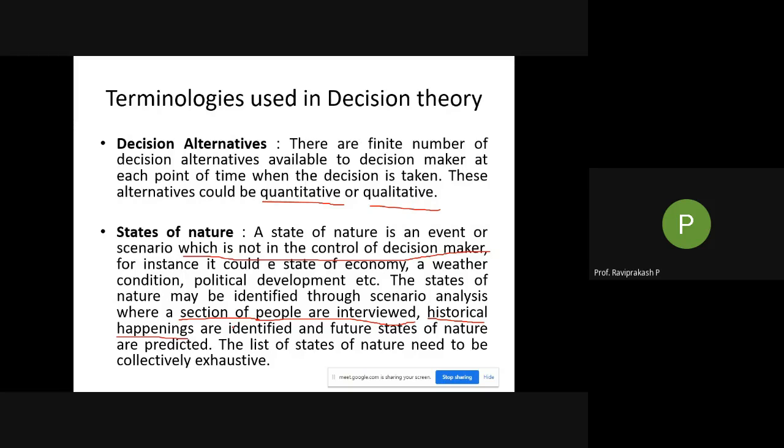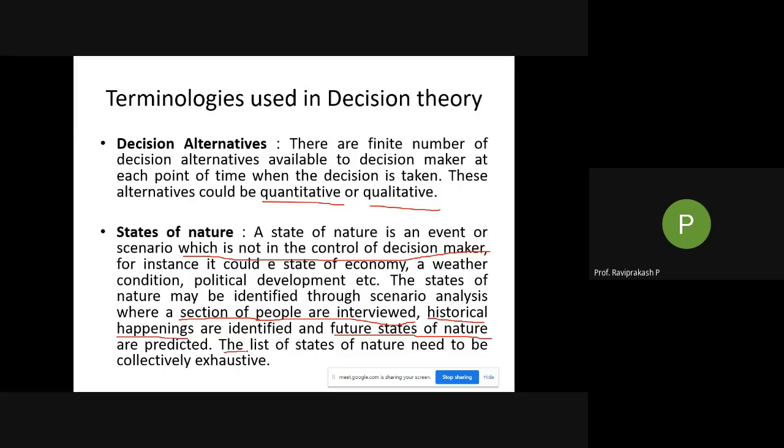Just as an example, by taking the interviews of certain people, we can identify the future states of nature, what could be happening in future, whether the petrol or fuel prices are increasing or decreasing. For example, in the coming election, which party would be winning or losing. Even that could be seen here.